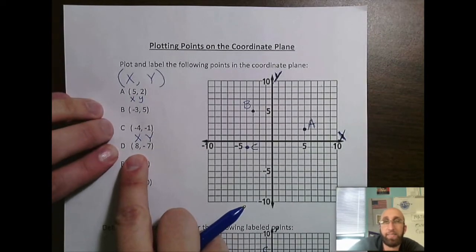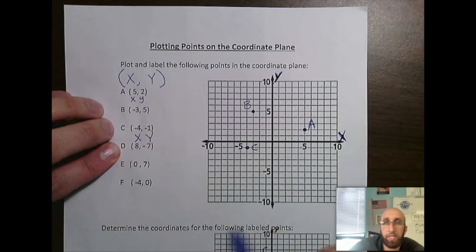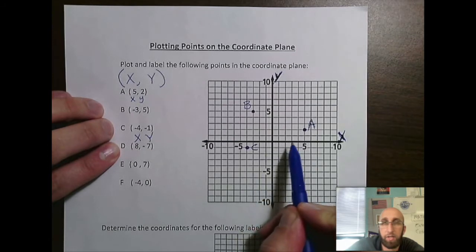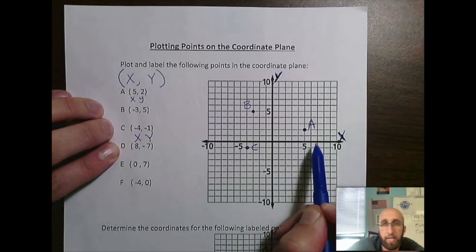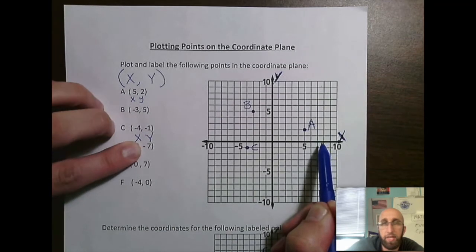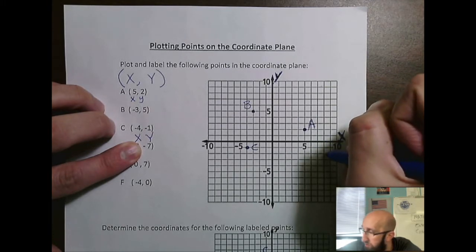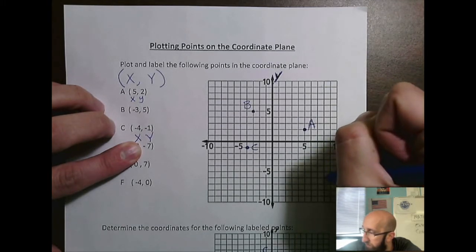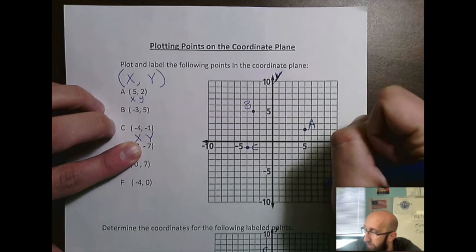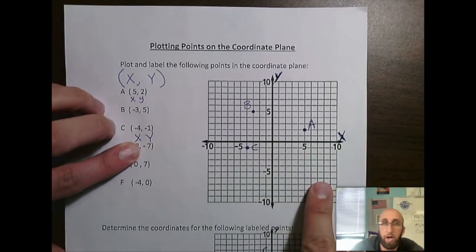D is (8, -7). So again, x first, then y. For my x value, let's go in the positive direction for x. There's 5, 6, 7, 8. But I do need a y value of negative 7. So I'm at 8, and we've got to go down since it's negative 7. 1, 2, 3, 4, 5, 6, 7. That is x is 8, y is negative 7.